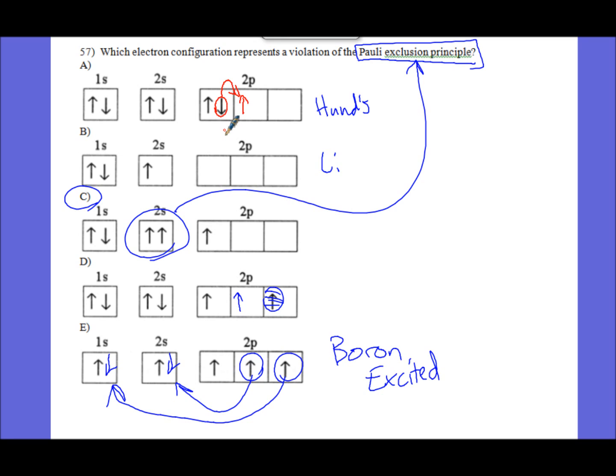B, there's nothing wrong with B. That's the orbital diagram for the element lithium. It's got 3 electrons, so does lithium. I guess theoretically speaking, it could be beryllium plus 1, and if it was beryllium plus 1, that would mean it had lost an electron. But if it's a ground state configuration, then it's lithium. C is the answer to this question.